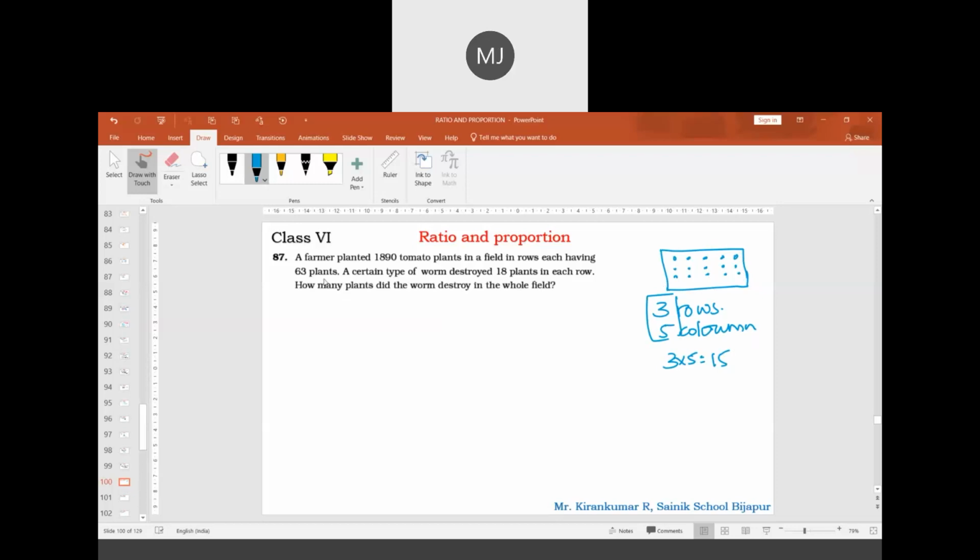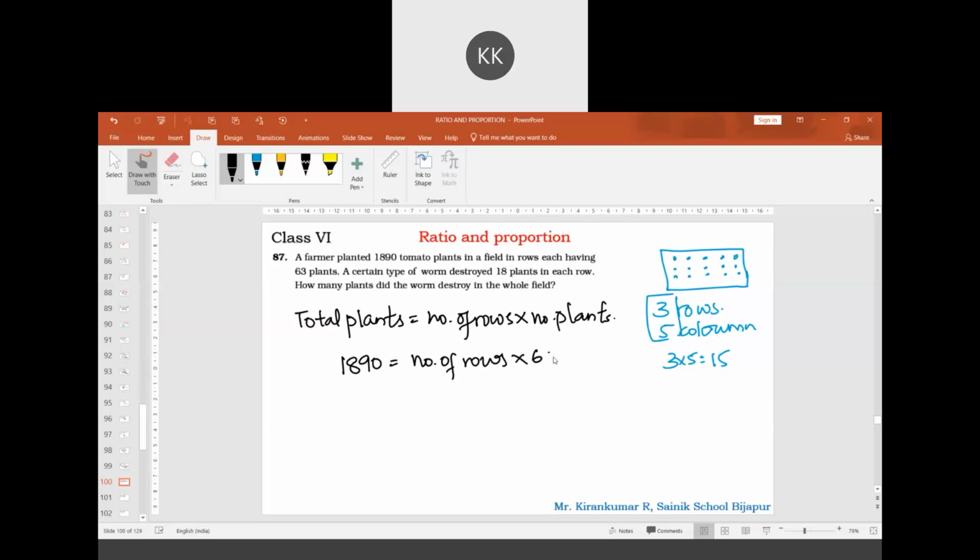Sir, they have given 63 plants in a row. Total plants will be the number of rows multiplied by the number of plants in each row. So 1890 is equal to the number of rows into 63. The number of rows is 30, sir.